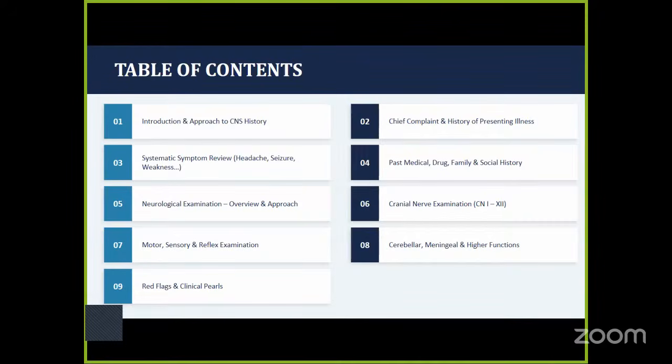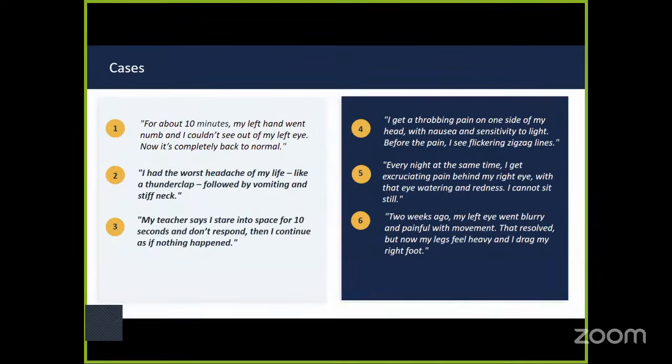So we'll go through the introduction, systematic symptom review, the neurologic examination, including motor, sensory, reflexes, and the red flags. In the introduction, we'll go through the chief complaints, parts of the past medical history, drugs, family and social history, and everything else. There are these cases which you can keep in mind as we go through the history. Just think of what questions you should ask these patients if they were presenting to you.